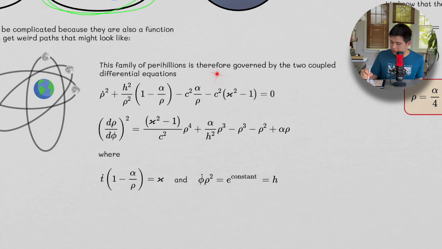So this family of perihelions is therefore governed by two coupled differential equations. This is how it changes as a function of time, and this is how it changes as a function of the azimuthal angle, where again our constants of the motion are defined in this way.